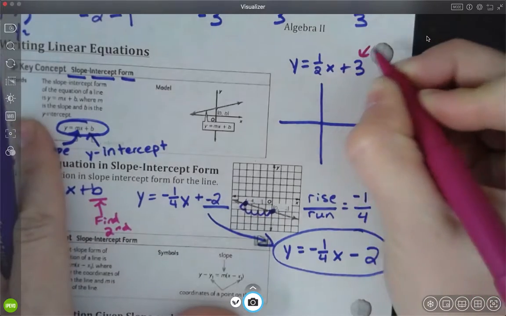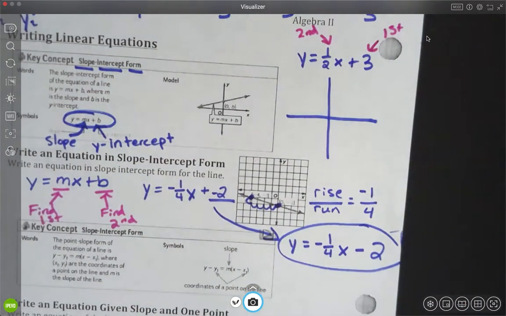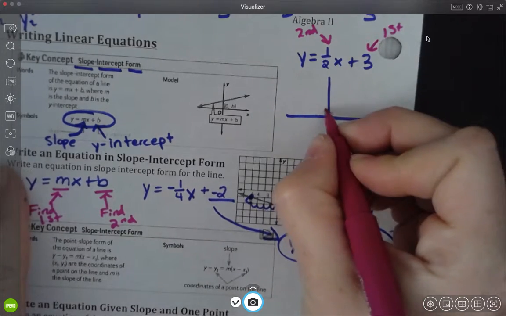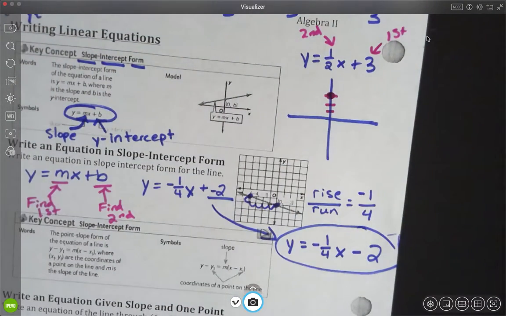So this guy I do first, this guy I do second. The first thing that I do is I go to 3. 3 is the y-intercept. Watch this really quick, because I have people that do this all the time. Every year I have people go over and try to put 3 on the x-axis right here. They put their first dot there. This is x, not y. I want to go to 3 on the y-axis. So I go up to 3. 1, 2, 3. It's not over here, it's over here, up to 3. There's my first dot.